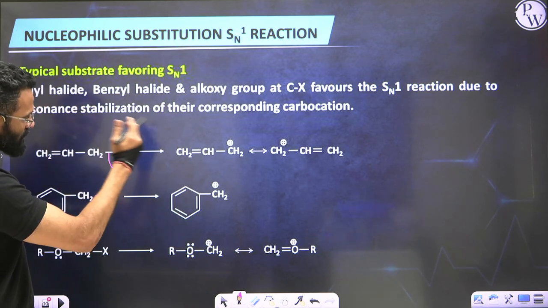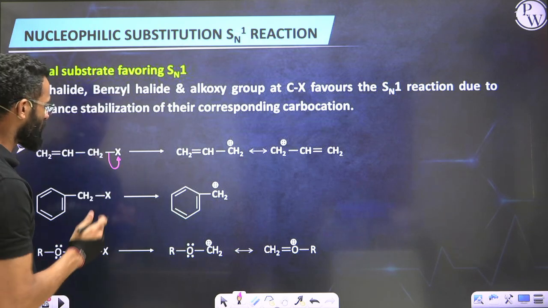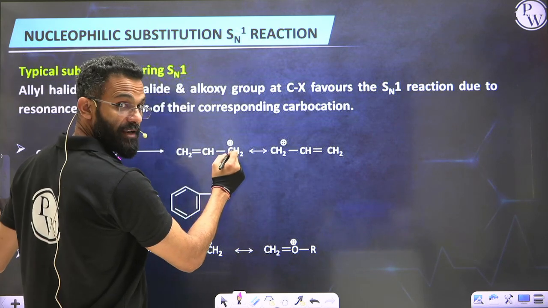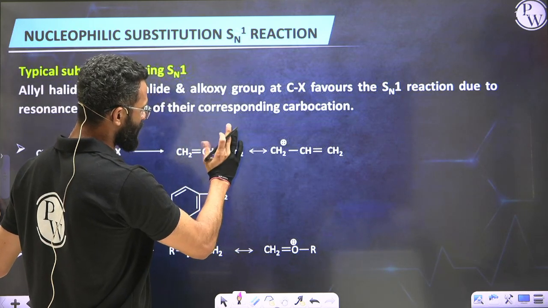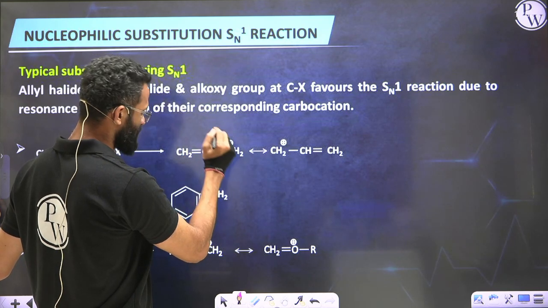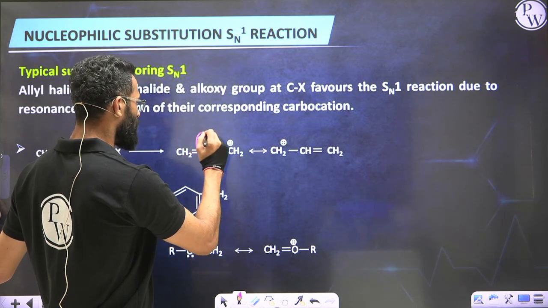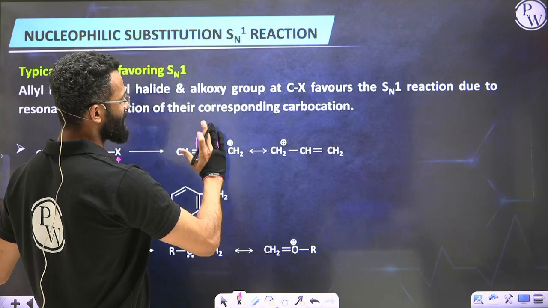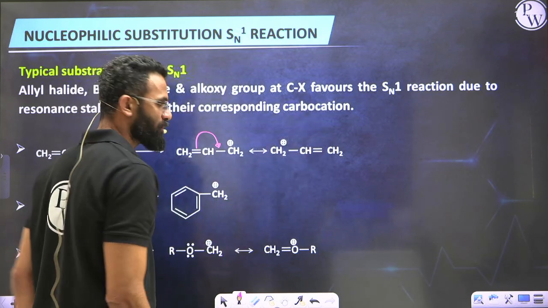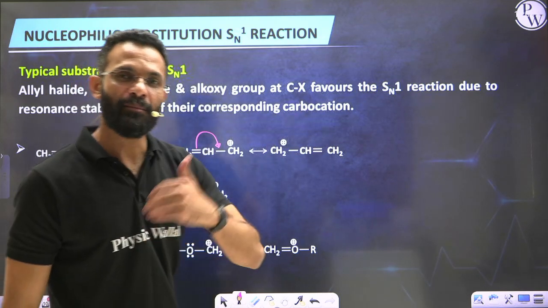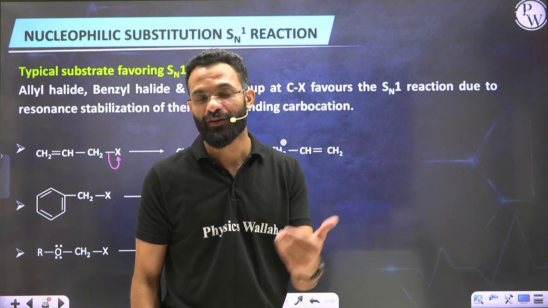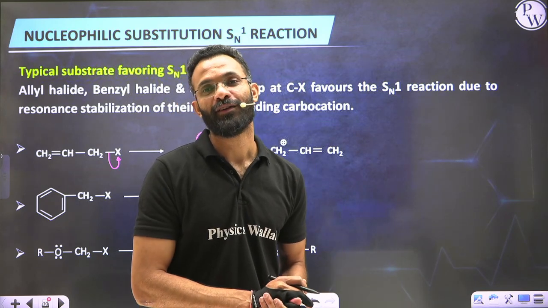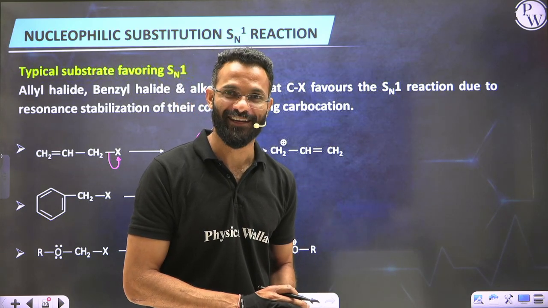Now why is this favorable towards SN1? Because in SN1, the first step is slow dissociation of a carbon halogen bond forming a carbocation. The carbocation formed is such that the pi bond is in conjugation with the vacant orbital. So the pi bond can delocalize towards the vacant orbital. Hence this allyl carbocation is stabilized by resonance. The more stable the carbocation, the faster the rate of its formation. Hence allyl halide is favored towards SN1 mechanism.